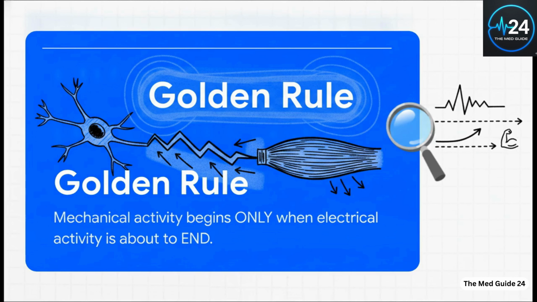Now, for your exams, you absolutely must etch this golden rule into your memory. The actual physical pull of the muscle waits until this electrical signal is almost entirely finished. This is totally crucial. The depolarization essentially clears the runway, right? So the mechanical activity begins only when the electrical activity is hitting its absolute final stages.